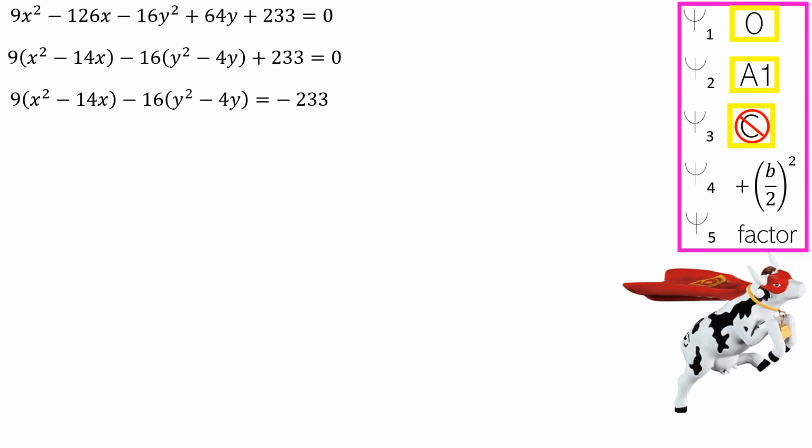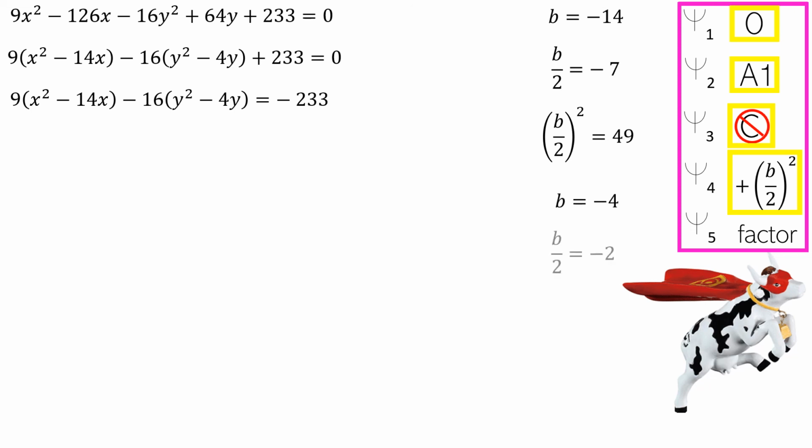So I've got 2 different b's I have to consider. I've got a negative 14x, so I have to take that negative 14 and divide it by 2. Then I have to square that quantity. So a positive 49 will have to be placed after that negative 14x. Hey, I've got a negative 4y. So I have to take that negative 4, divide it by 2, and square that. And so I'll need a positive 4 after the negative 4y.